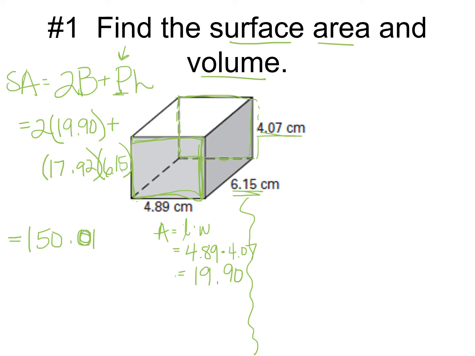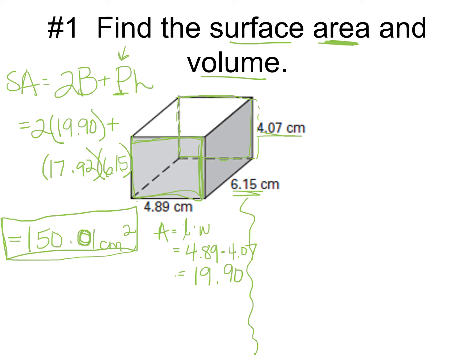Now, how am I going to label this? If I'm finding the surface area, how do we label area? Hopefully you guys are remembering that area is always centimeters squared. So always give these a good label. The surface area of this rectangular prism is 150.01 centimeters squared.